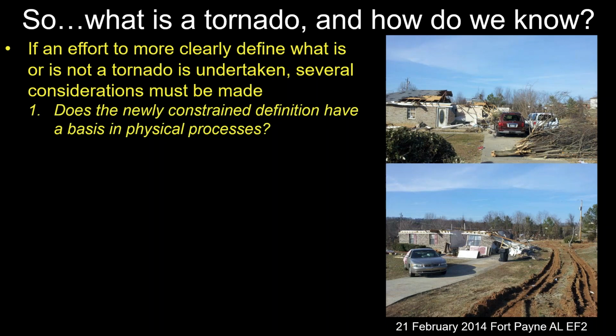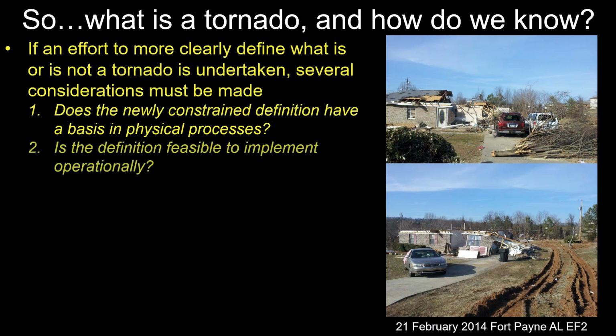Does the newly constrained definition have a basis in physical processes? So that's kind of the question of, does it define the vortex? Is the vortex defined as a tornado or not? Is there a physical baseline for that? Or are we just making an arbitrary assumption based on the intensity?